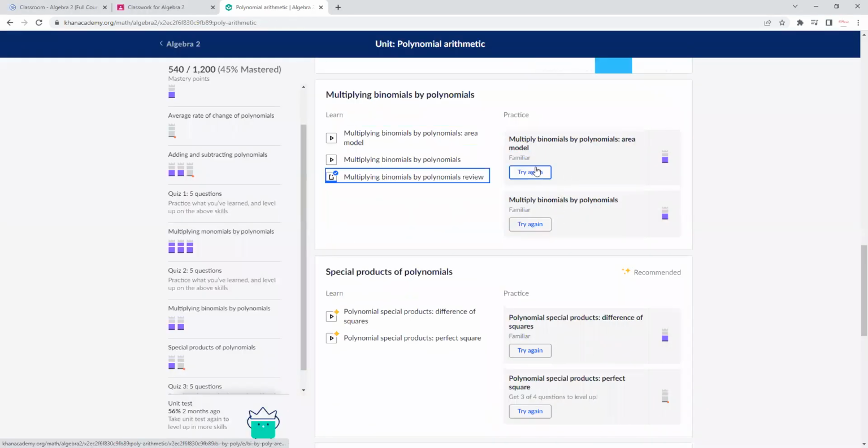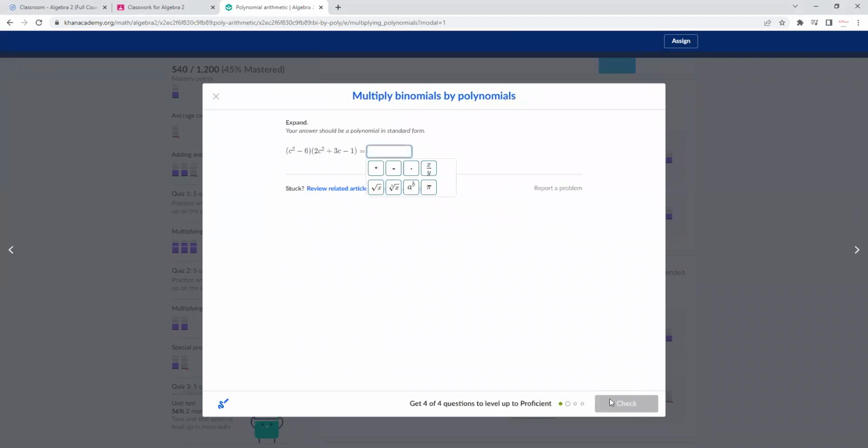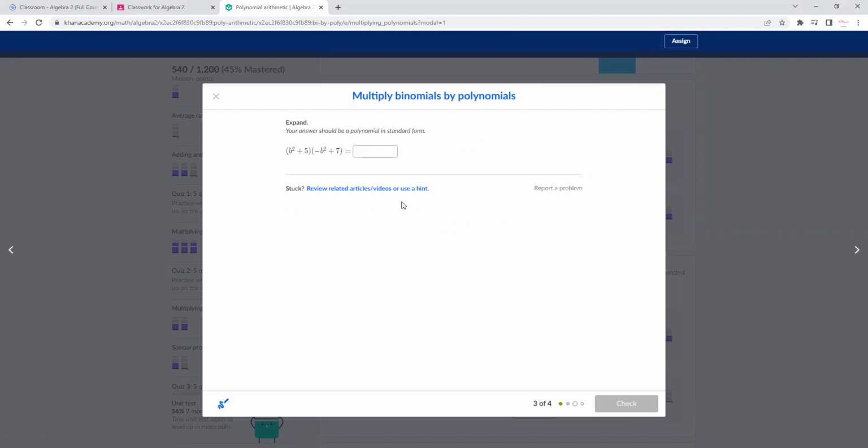There should be sets of binomials. Let's kind of skip through. If you're ever going through the quizzes and you don't know how to do something, get help. It'll show you what videos to watch. It'll walk you through how to do it. So that's a good thing with Khan Academy.